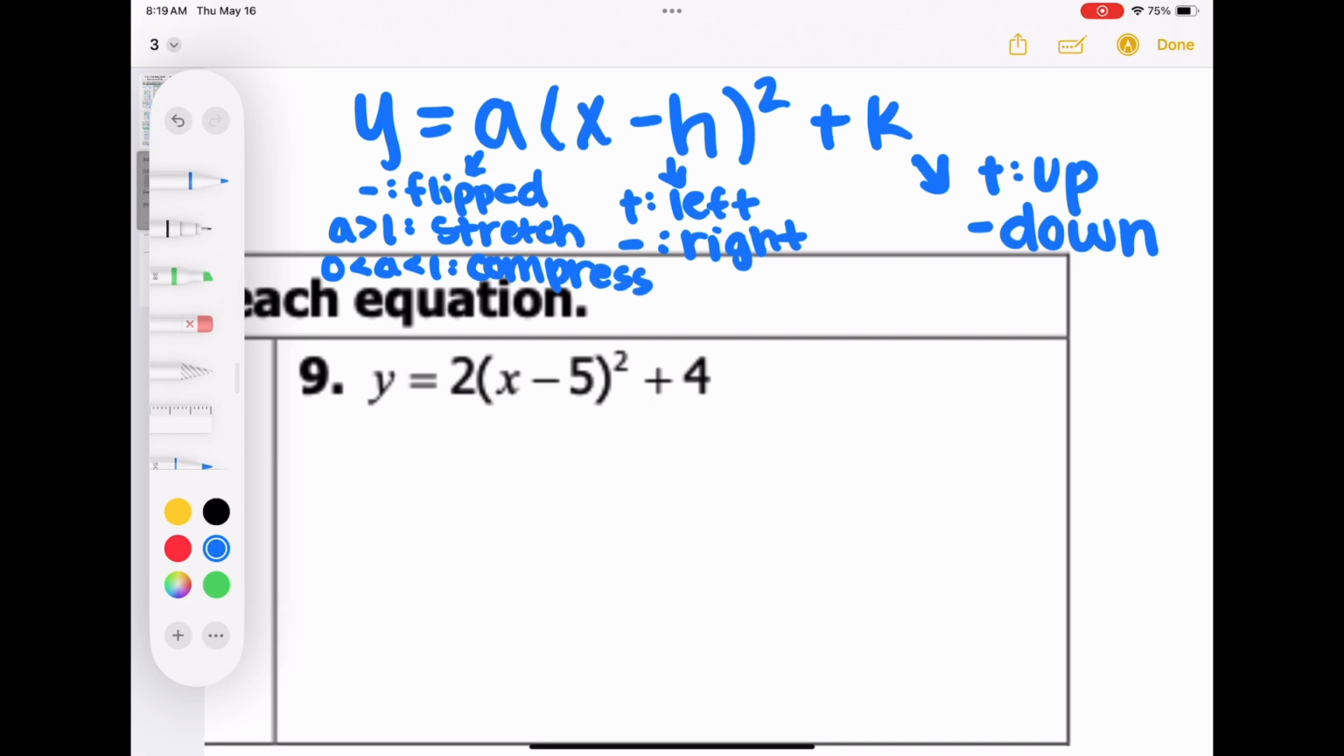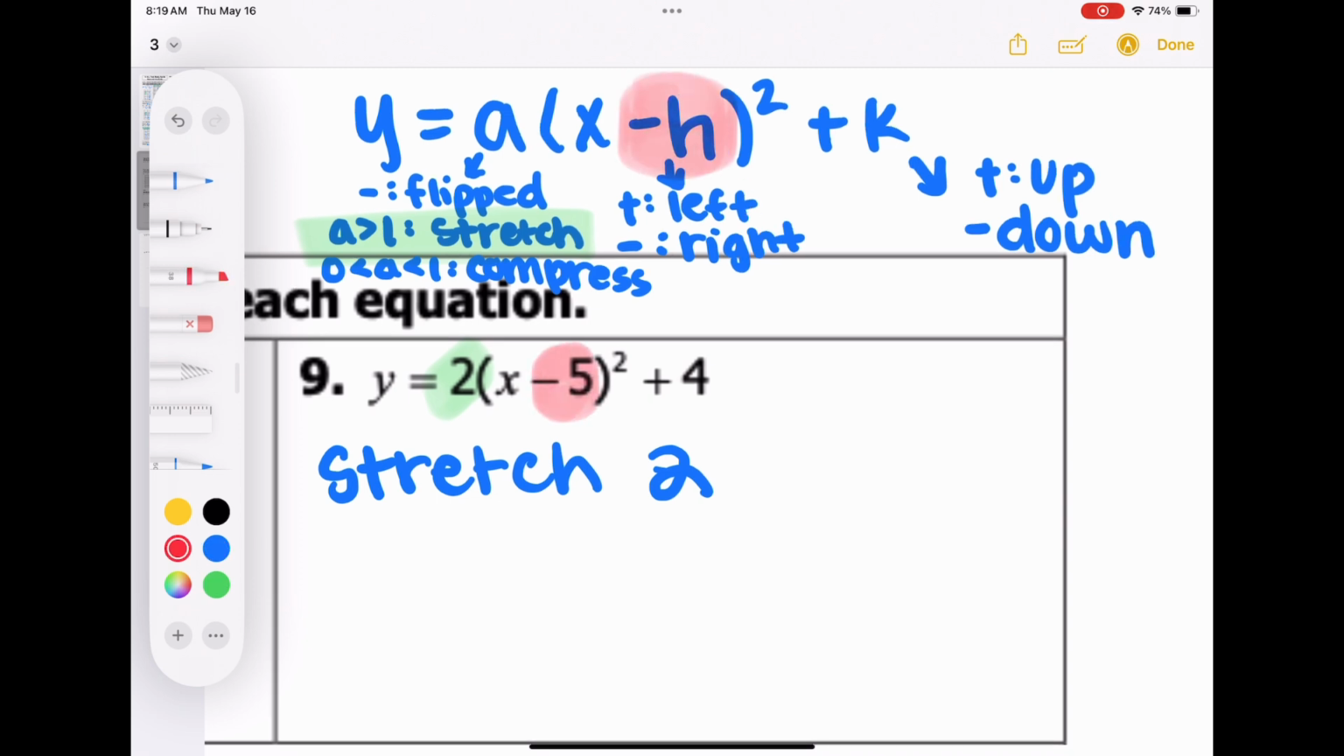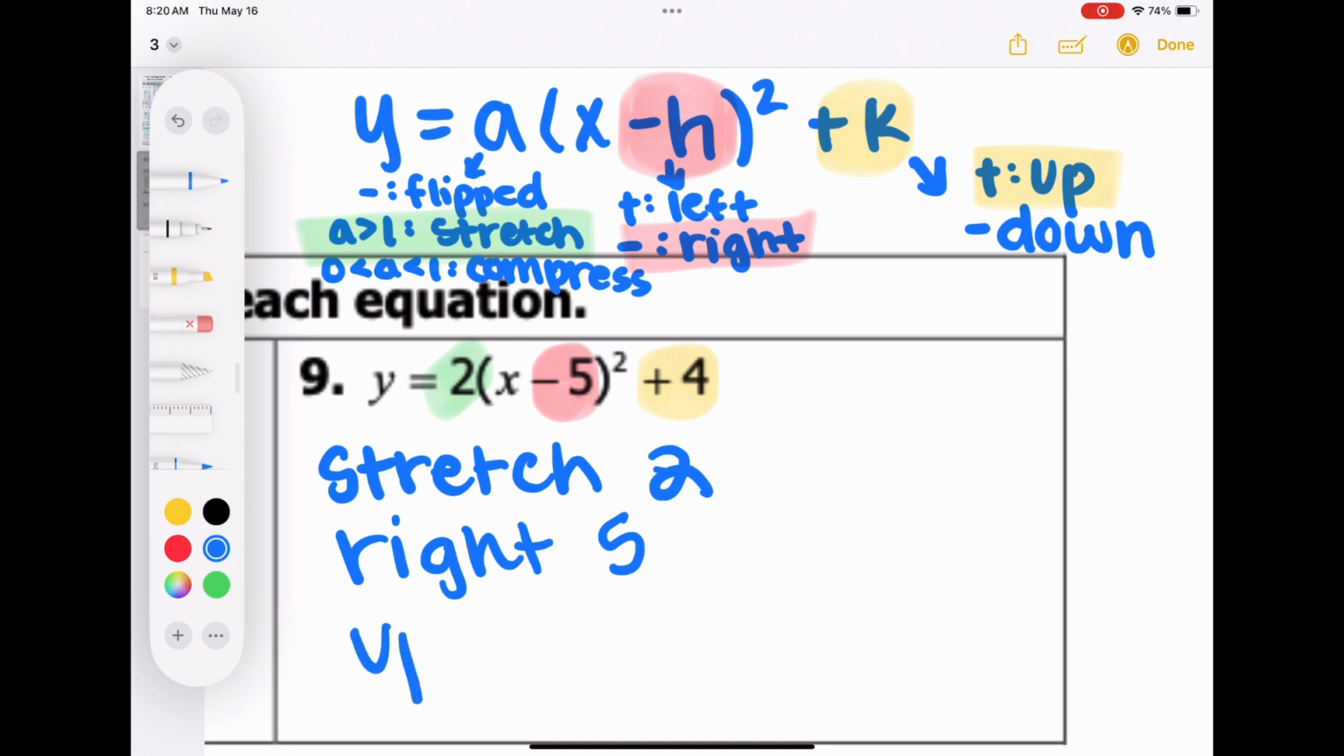So let's look at number 9. 2 is sitting in for A, and 2 is bigger than 1. So that tells us that our graph is going to have a stretch of 2. All right, negative 5 is sitting in for H, and since it's negative, that tells us it's going to go to the right, so that would be right 5. And then 4 is sitting in for K, and since it's positive, that means it's going to go up, so it would be up 4.